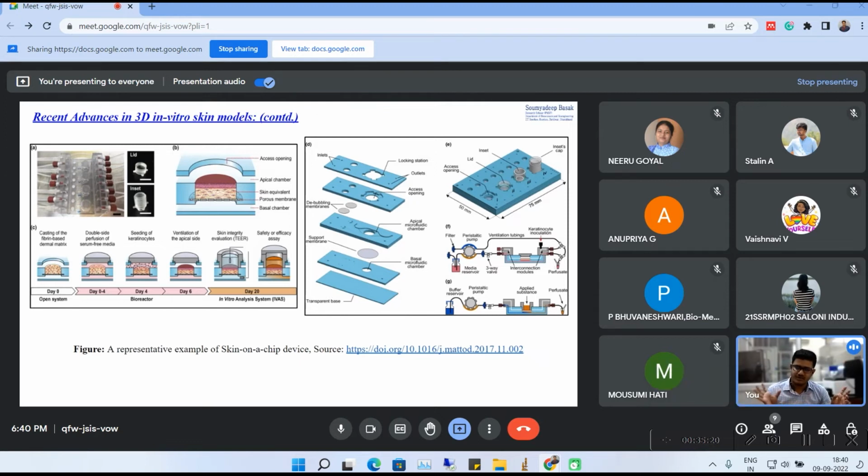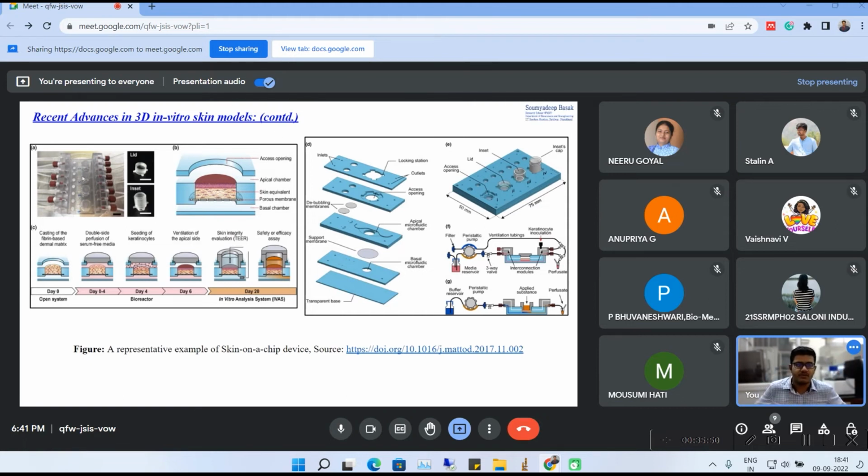Now we have also studied microfluidic based devices. Microfluidic devices also use dynamic fluid flow systems. This is a skin on a chip. Various layered skin cells are cultured, and then a dynamic fluid flow system is created. You can see that an array of chips can be used, and there are multiple inlets and outlets.